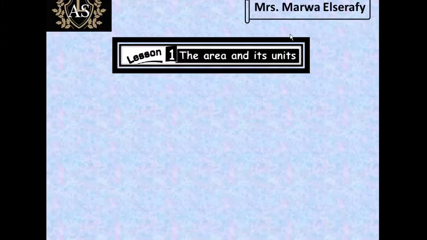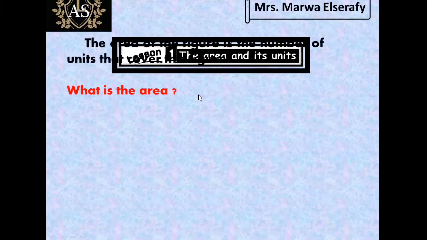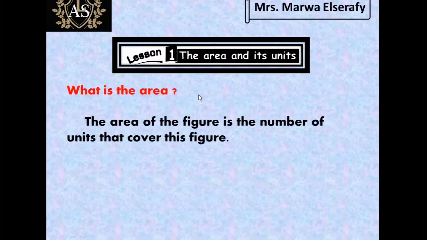Today we will start our first lesson in the third unit, in geometry: the area and its unit. At first, we must know the meaning of area. The meaning of area is the squares that cover the figure. The area is the number of squares that cover the figure, okay?